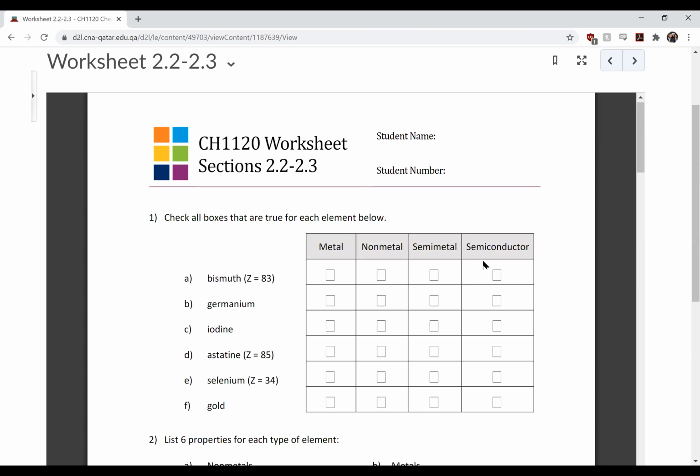This semiconductor, these are pretty old worksheets. You don't have to worry about semiconductors. It's not on your final or anything like that. The only semiconductor that I can think of that stands out is silicon. That's not in chemistry 1120. So who cares about the semiconductors? I'm more concerned with this table. So what I'm going to do, I'm going to clear my screen.